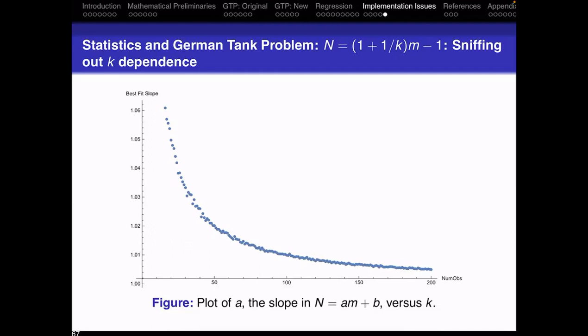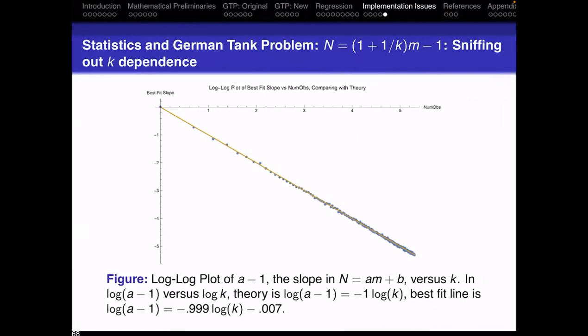So rather than plotting the slope or the log of the slope against the log of k, plot the log of the slope minus 1. So we look at the log-log plot, the log of a minus 1 versus the log of k. The best fit line we get is negative 0.999 log k minus 0.07, or actually 0.007.